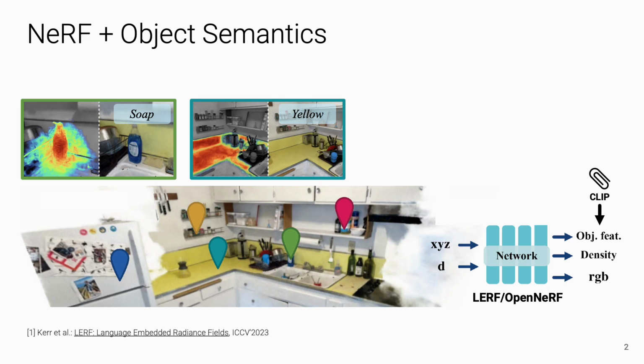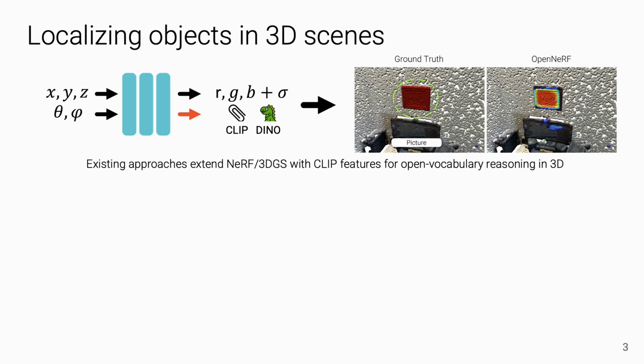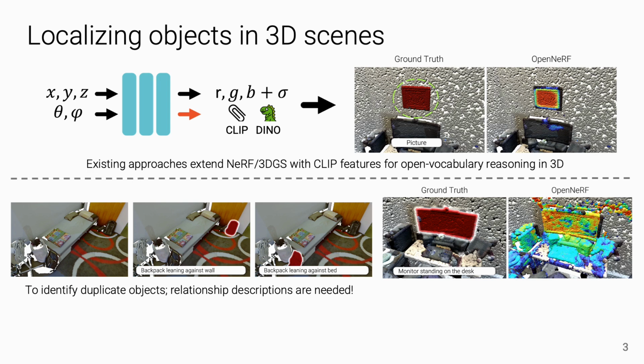Using LERF, we can query different textual labels encoded by CLIP to get localization outputs in the 2D rendered images or directly in 3D. Here, for instance, for simple objects such as the soap bottle or higher-level concepts such as the color yellow. Using LERF or OpenNeRF, we can localize objects in simple scenarios very effectively. However, in real-world scenarios, there are often duplicates of the same object in a scene, and we need to use more complex queries to localize the desired object.